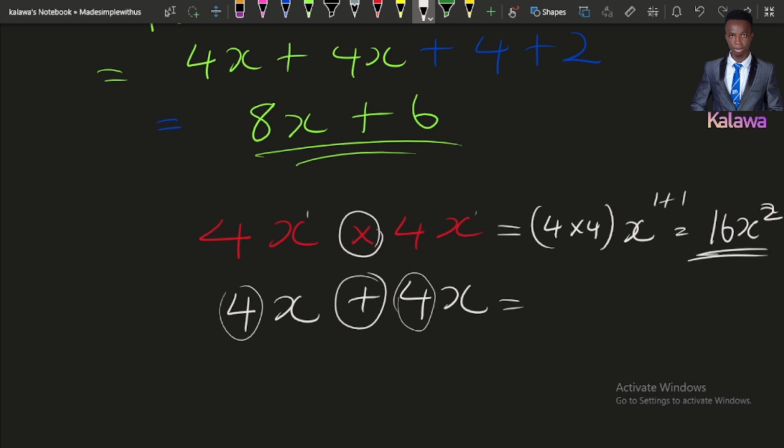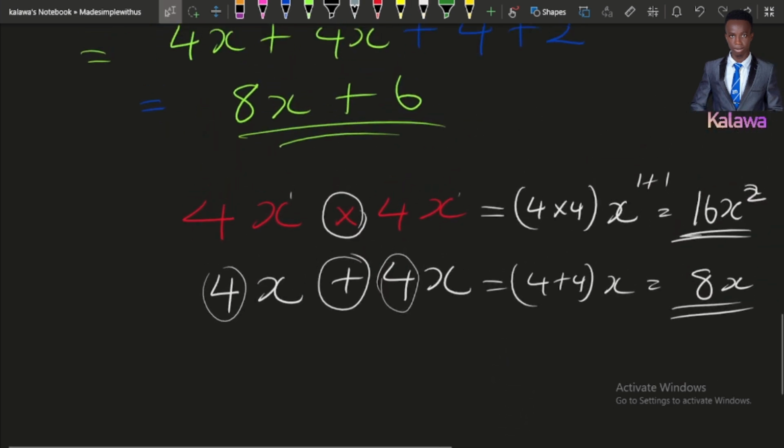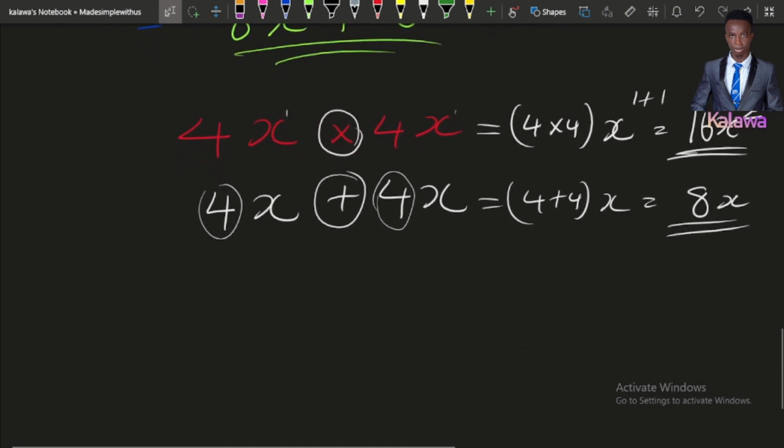So 4 times 4 is 16x squared. Now when it comes to addition, we see what we added. This is 4 plus 4, and we take one of the variable, that is x, to give us 8x. So they are different. Don't confuse yourself. So this is it.